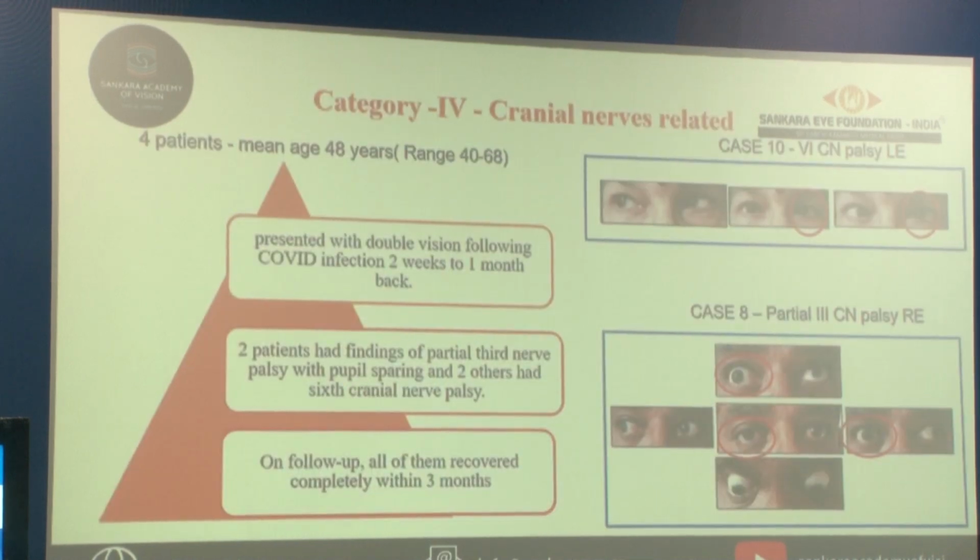Category 4 is a cranial nerve-related condition. We had 4 patients here. 2 of them had a 6th nerve palsy and 2 of them had a partially involved 3rd nerve palsy. As shown in this picture, this is case number 10 who presented with a left eye 6th nerve palsy, and case number 8 who presented with a right eye partial 3rd nerve palsy.